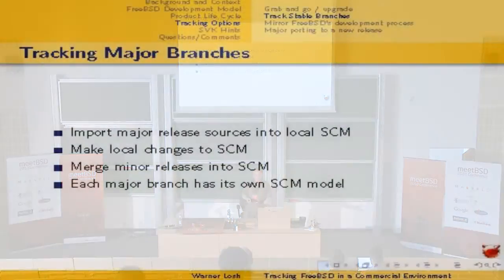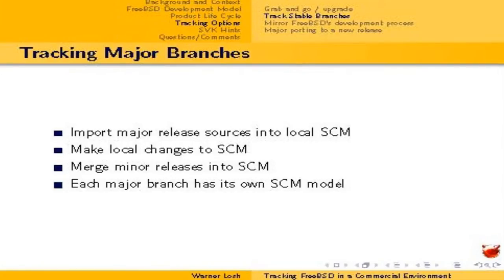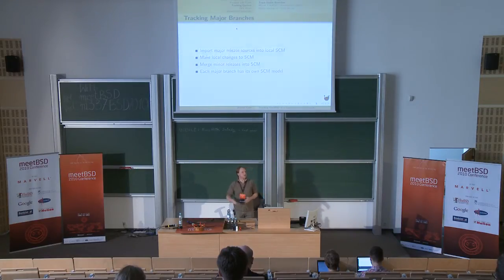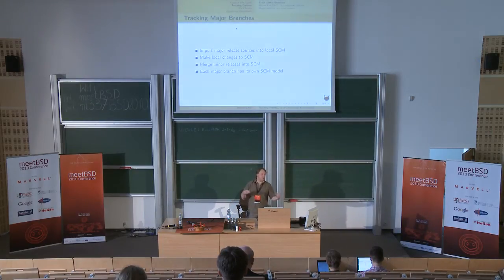So the next way of tracking FreeBSD is to track the major branches. And like I described earlier, you import it into a local source code management system. You make changes to the local source code management system. You merge in new minor releases, and that way you're able to evolve your product for the life of the branch. This lets you do this for several years without having to jump to a new branch. New hardware support is integrated back in. In this model, each major branch would have its own, I guess you'd call it a repository or its own branch in the SCM.